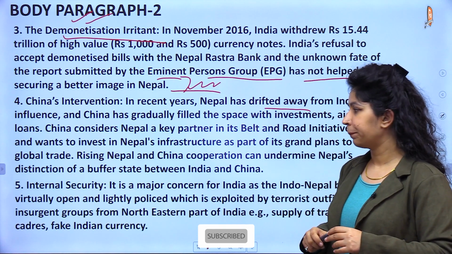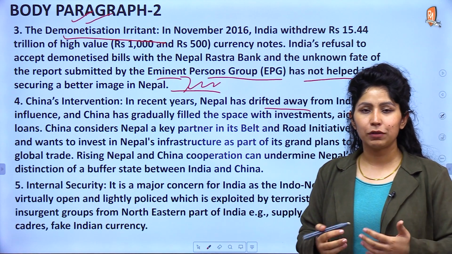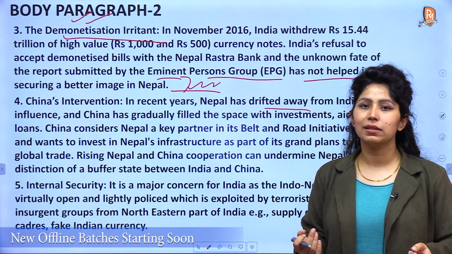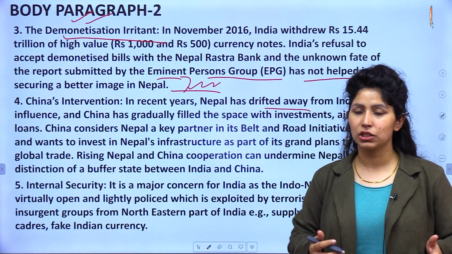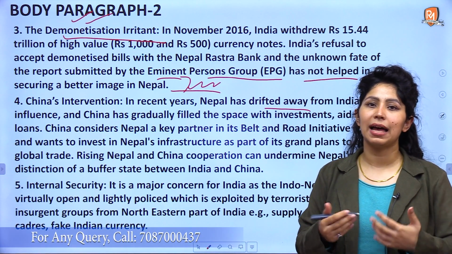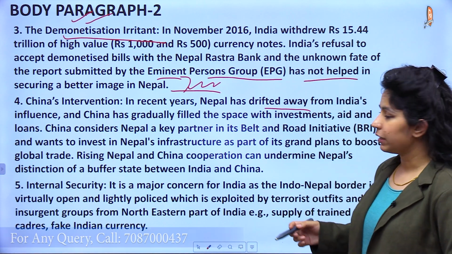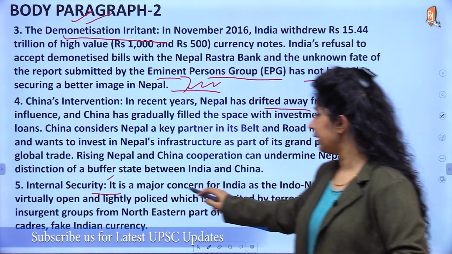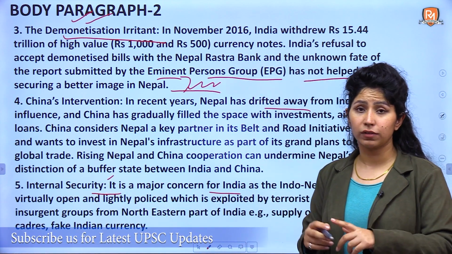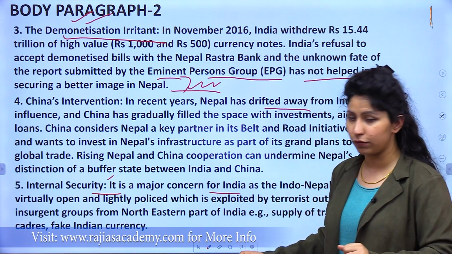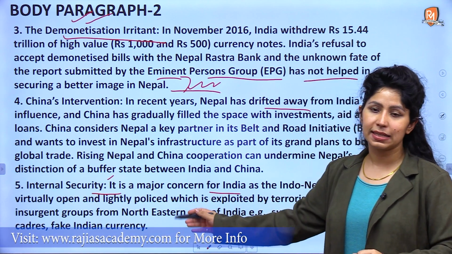First of all, whatever infrastructure projects we were delivering were delayed. So Nepal saw China as an important partner, and China values Nepal as it serves as a buffer state between India and China. Then you have the issue of internal security, because we have porous borders, a lot of smuggling, arms smuggling, and human trafficking across borders. So that is an area of tension. Fake Indian currency also occurs there.